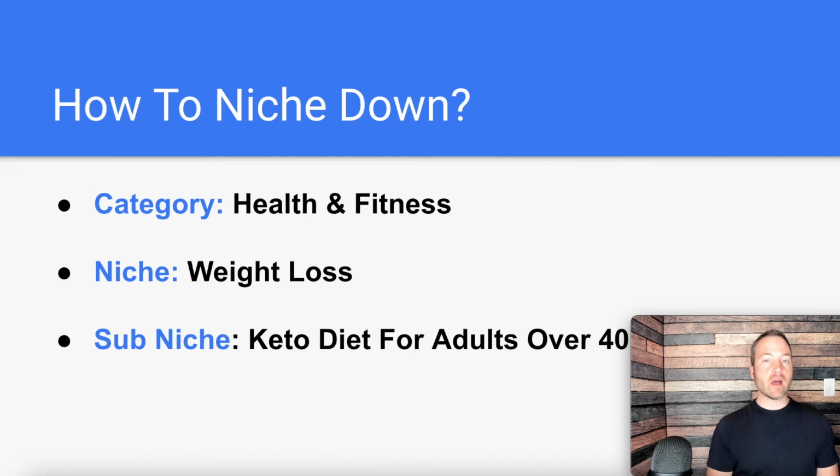So something to think about. You are going to have a lot more competition if you just stay in weight loss, okay? If you can sub niche down and target adults over 40, or you're in the parenting, family niche, and you start targeting parents with children under 5, or boys under 5, and you're selling something specifically for boys, just think about that, because you're going to have a lot less competition when you sub niche down.